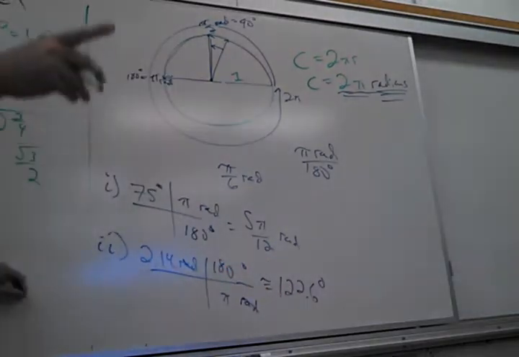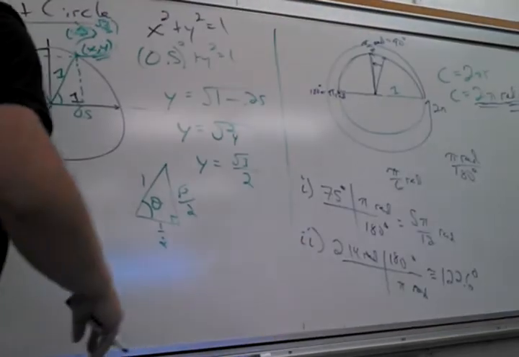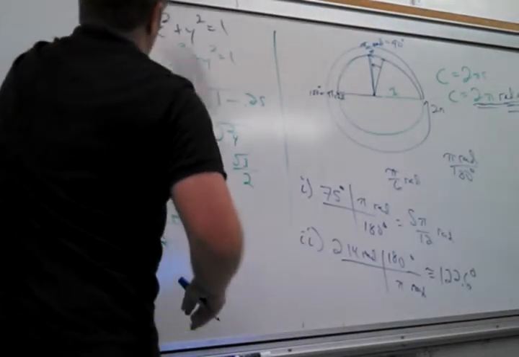Approximately. Yes, sir. Do it again, please. Okay, what do we do? Multiply the 2.14 by the 180 and then divide by pi?